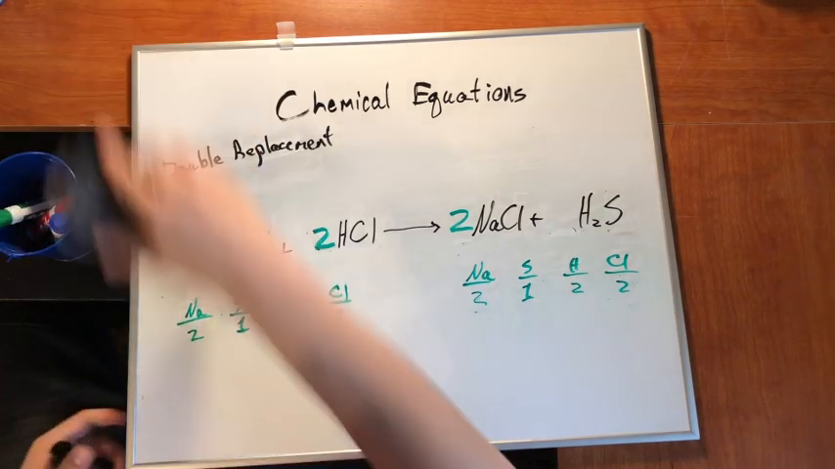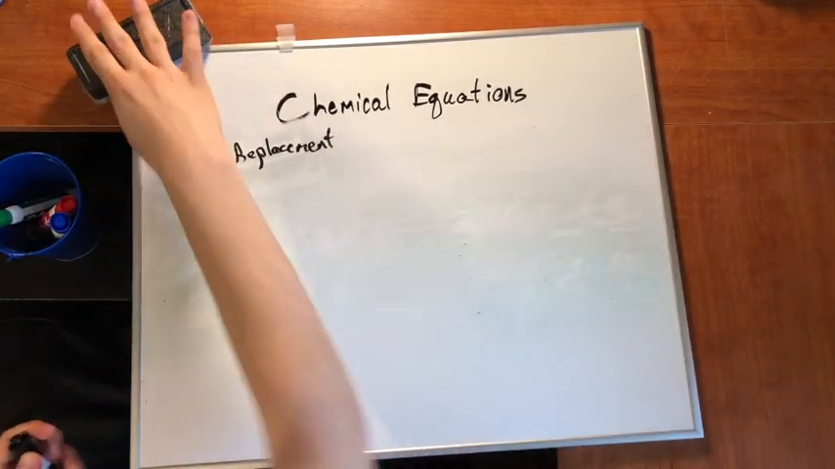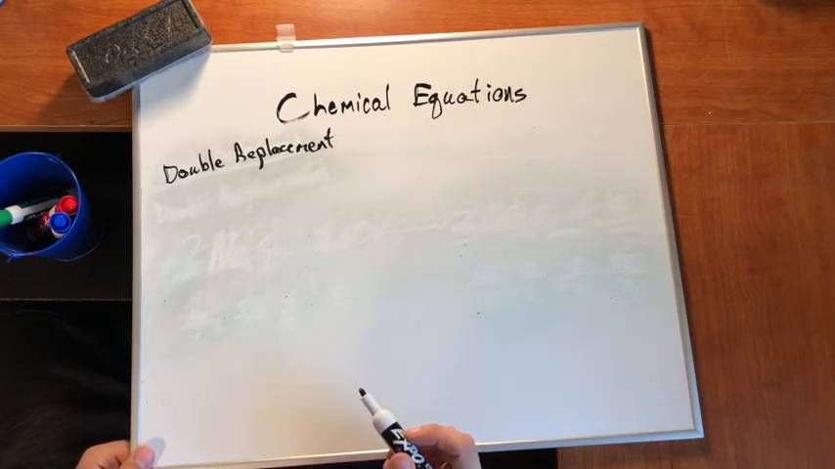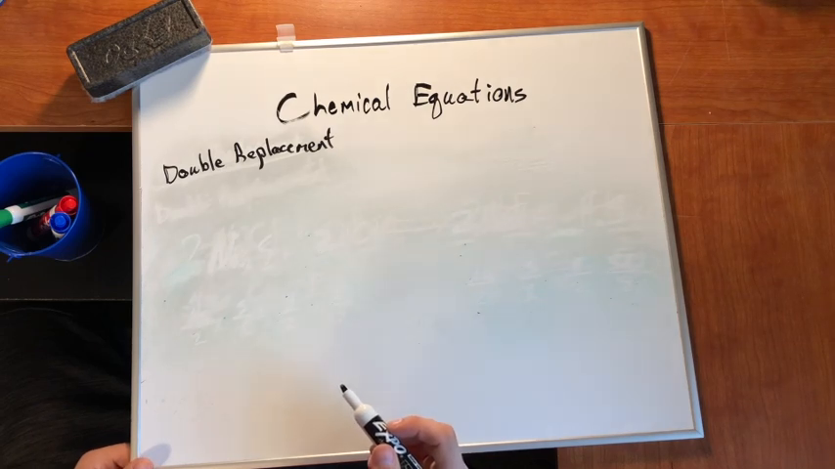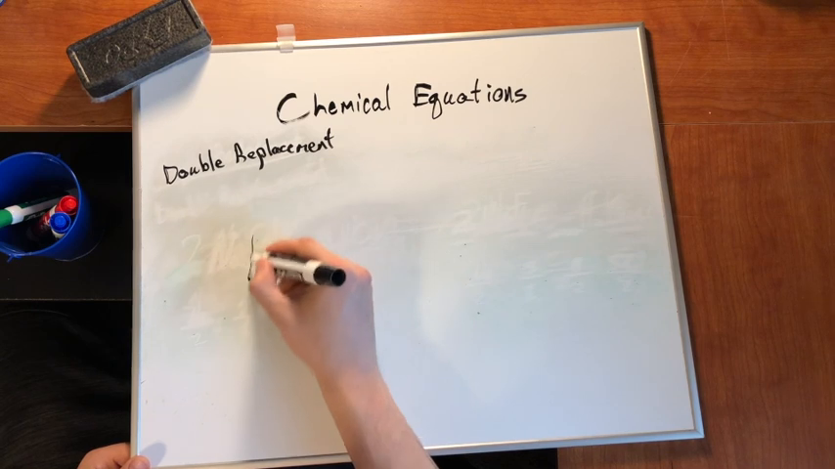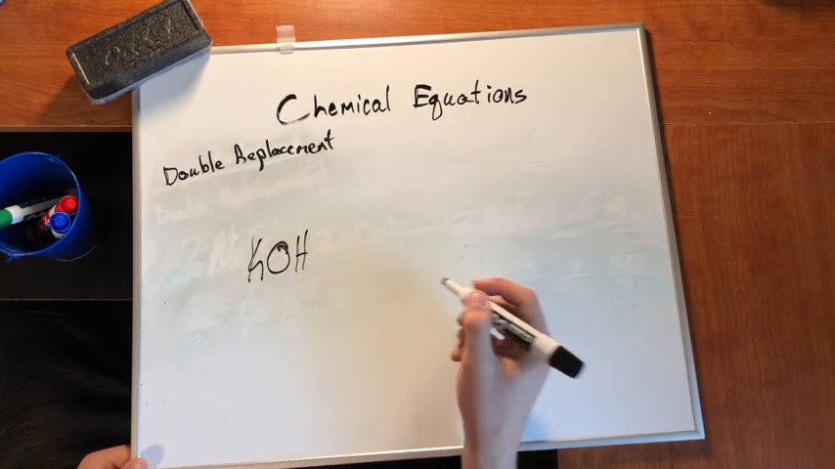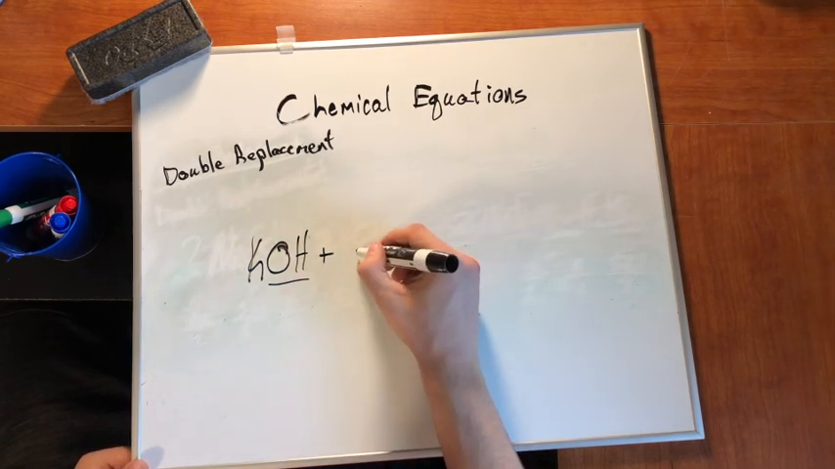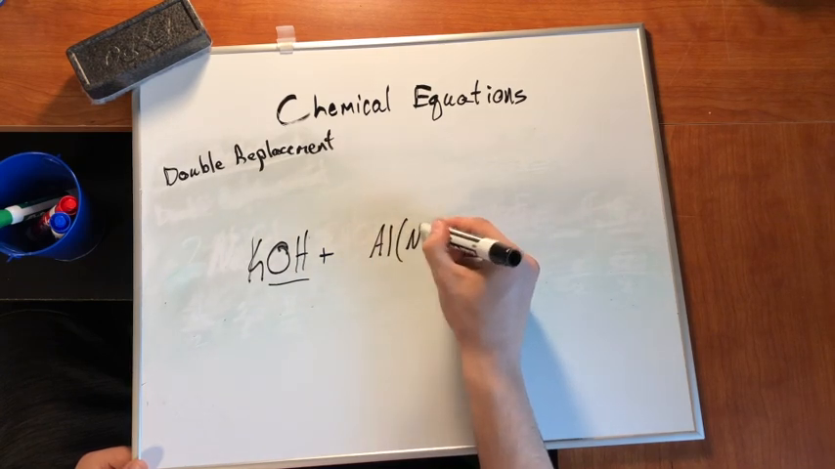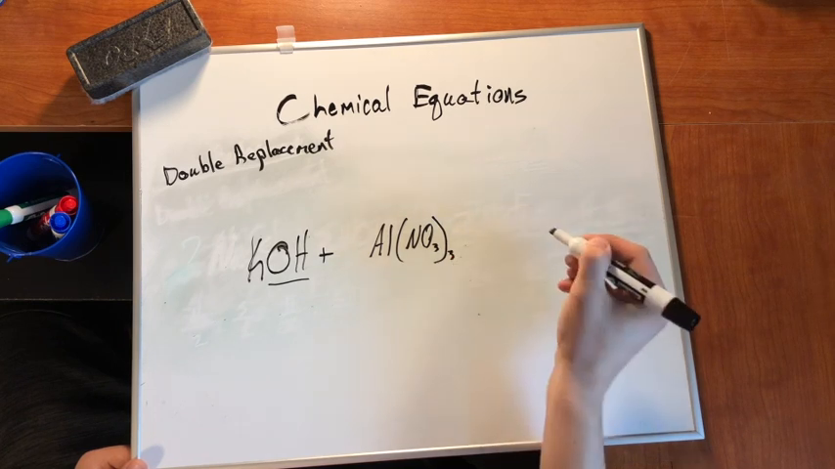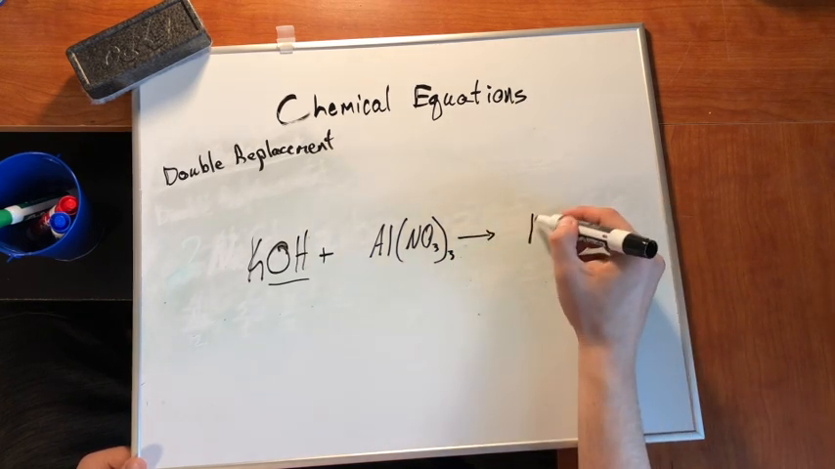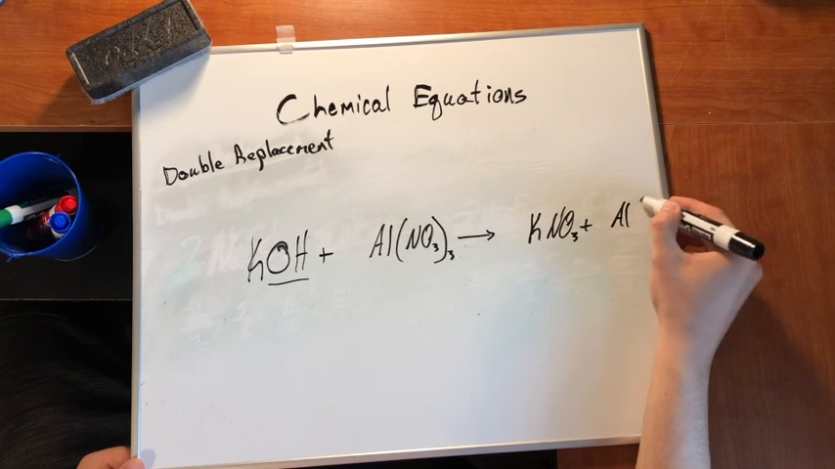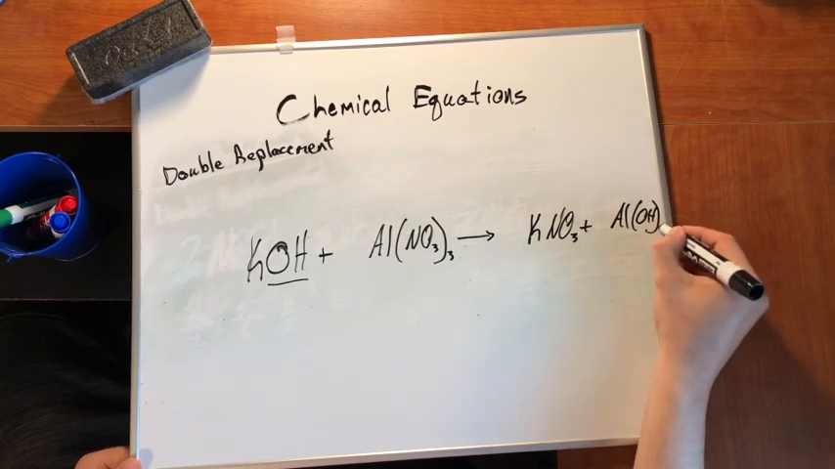Okay, let's do one more, and then we'll call it quits for this lesson. I'm going to throw in one with polyatomic ions just so we get some practice with that. Which one do I want to do? I'm going to go ahead and do this one, potassium hydroxide. You recognize that this is a polyatomic ion, hydroxide, plus aluminum nitrate. Yields potassium nitrate plus aluminum hydroxide. Ooh, that one's a little squished there, made it fit.